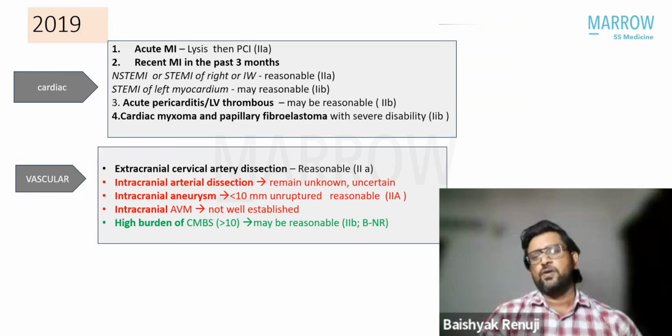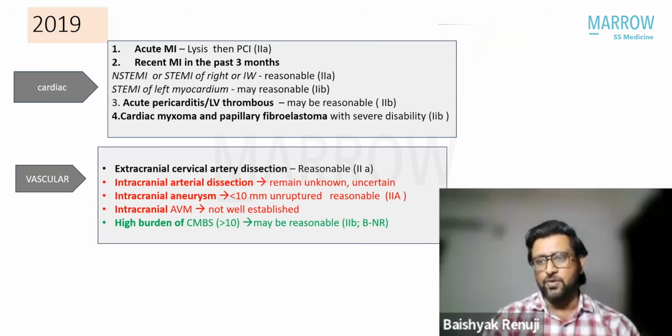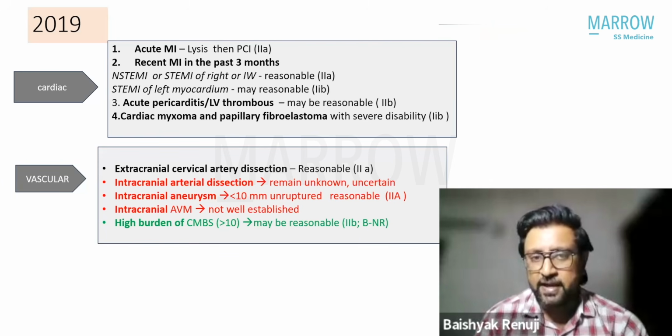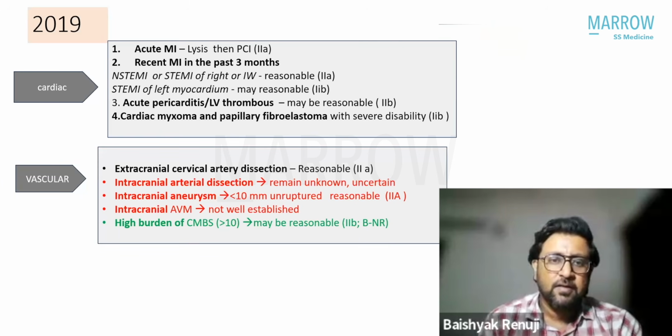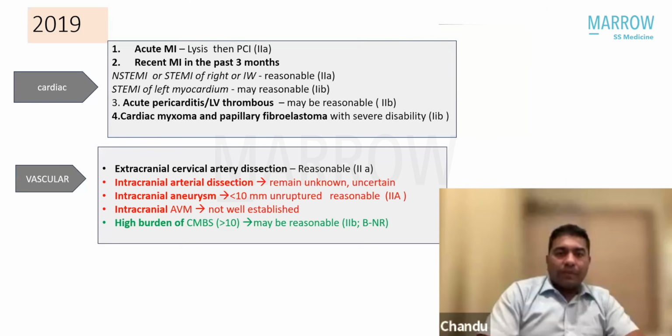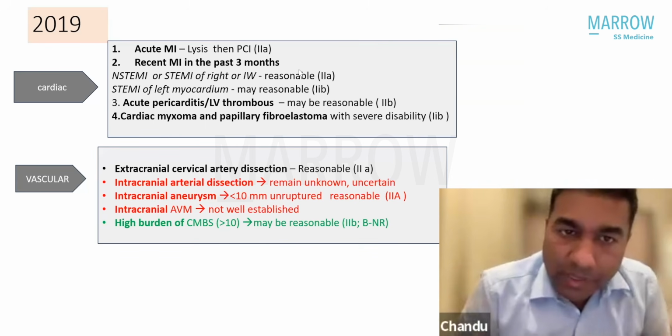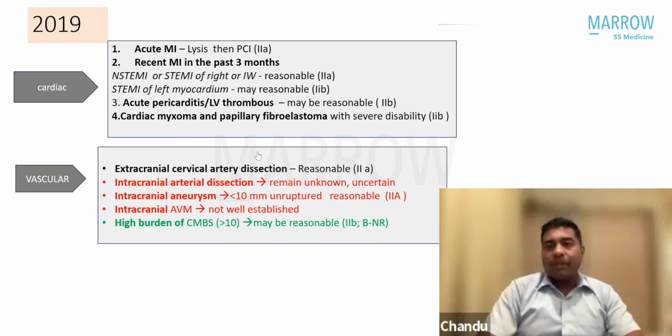What do you practically do in your scenario, Chandu? Like a patient with recent MI comes to you with a stroke, what are you doing? Like if you know that they have NSTEMI or STEMI. See, I go for lysis. Within 3 months, no. The other thing is that what you told about STEMI, left myocardium, there is some risk, but for a patient with recent MI, I most probably go for lysis.